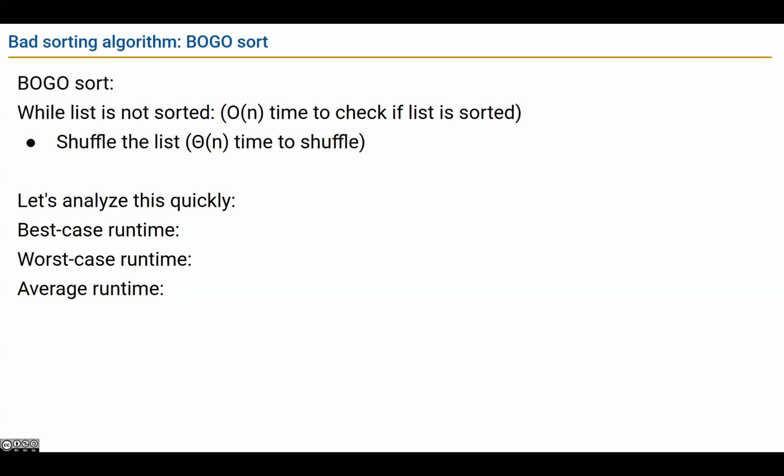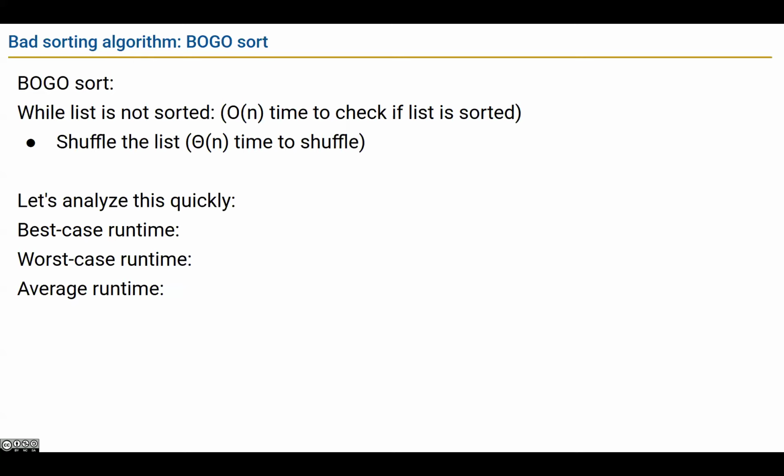While the list is not sorted, shuffle the list, and then try again. Keep doing this until we get a sorted order. So let's just analyze this. What's the best case runtime for this algorithm? Theta n. You still need to check if it's sorted, and it takes n units of time to do that.